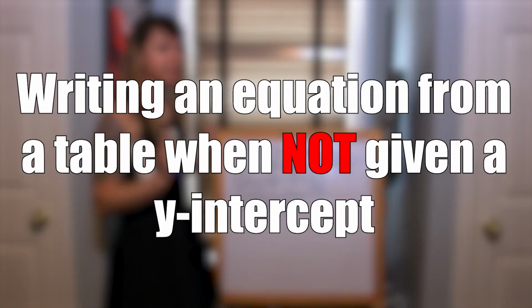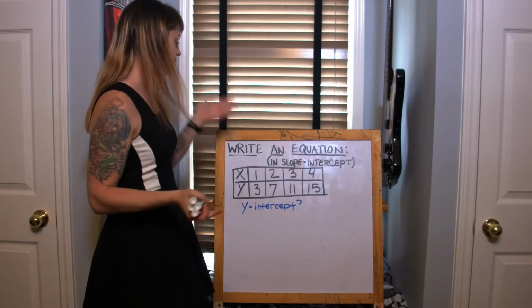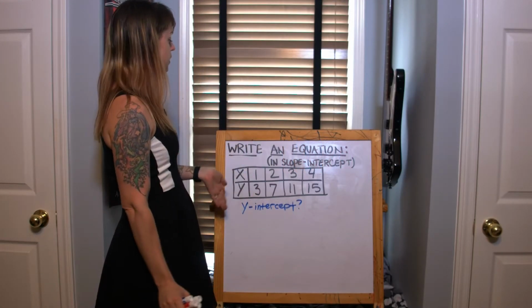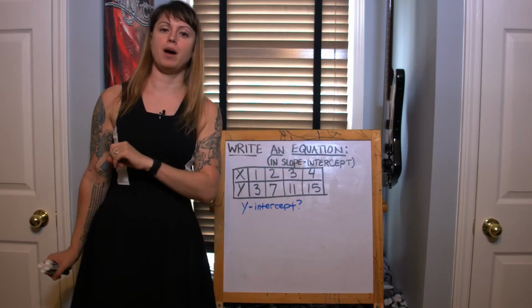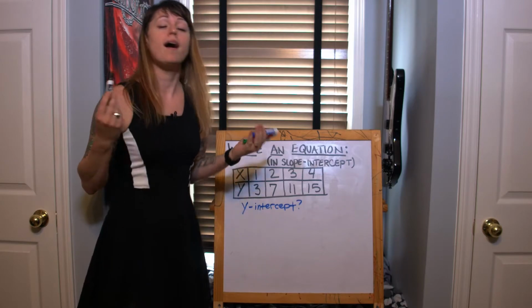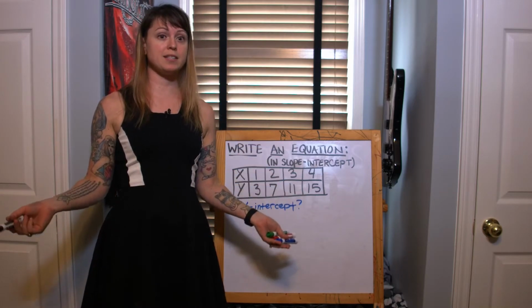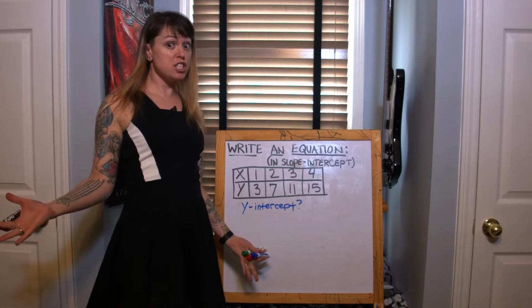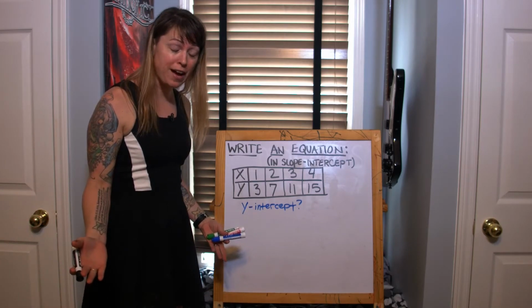Okay, so this one's slightly different. I'm still trying to do the same thing. I need an equation from this table. I've got 1, 2, 3, 4. It's counting by ones. And then I've got my changing y values here. So if you remember from before, I need my y-intercept. So when's x 0? There's no 0! What? How are we gonna find it?